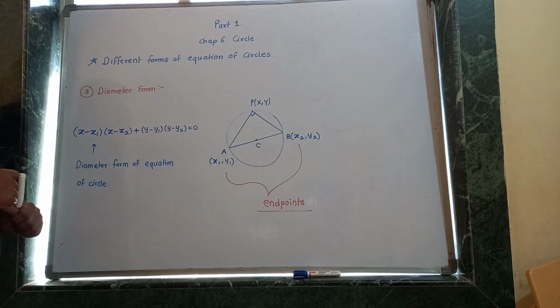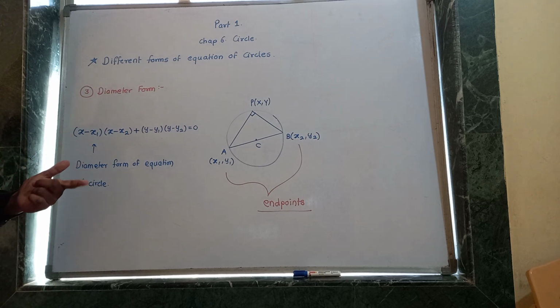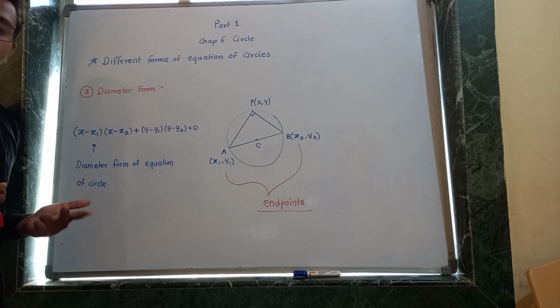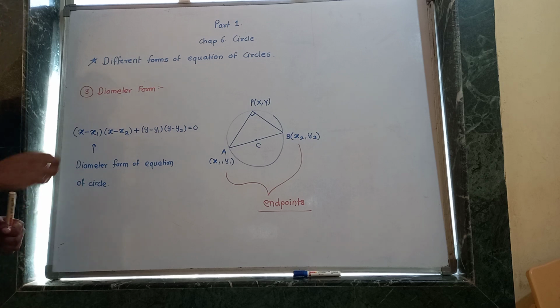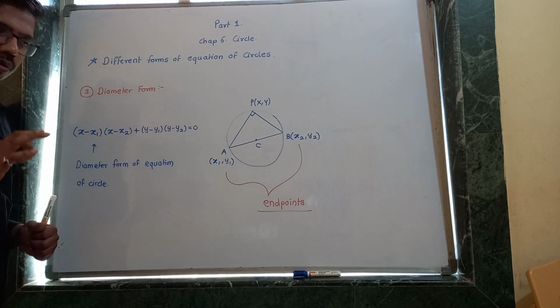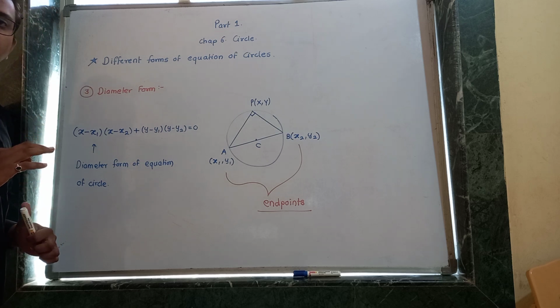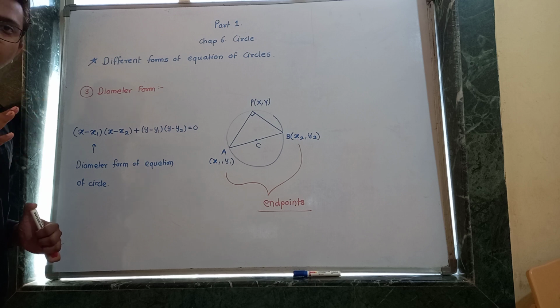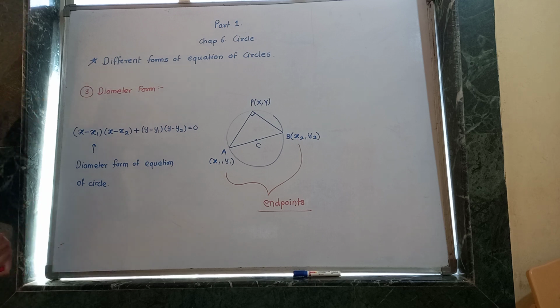So how many forms have we seen? The first is the standard form. The second is the center radius form. And the last one is the diameter form of the equation of the circle. All these three forms are very important. Based on those forms only, we are going to solve some questions of exercise 6.1.